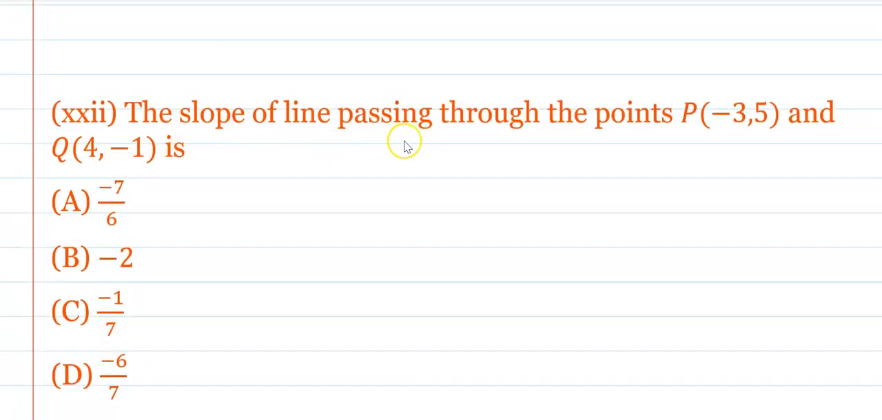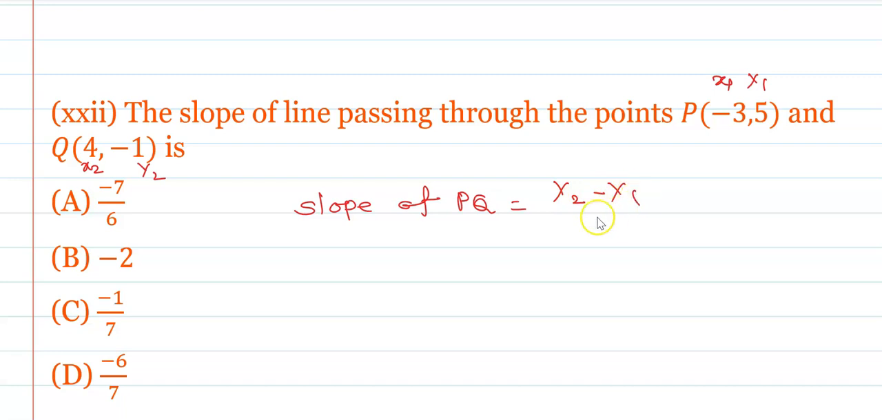The slope of the line passing through the points P(-3, 5) and Q(4, -1) is. The coordinates of point P are x1, y1 and Q are x2, y2. Therefore, the slope of PQ is equal to, what is the formula? Difference of y coordinates upon difference of x coordinates.